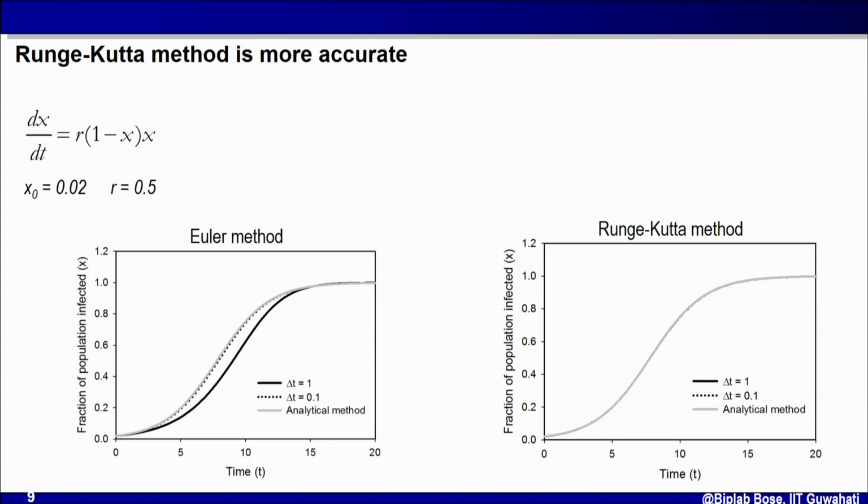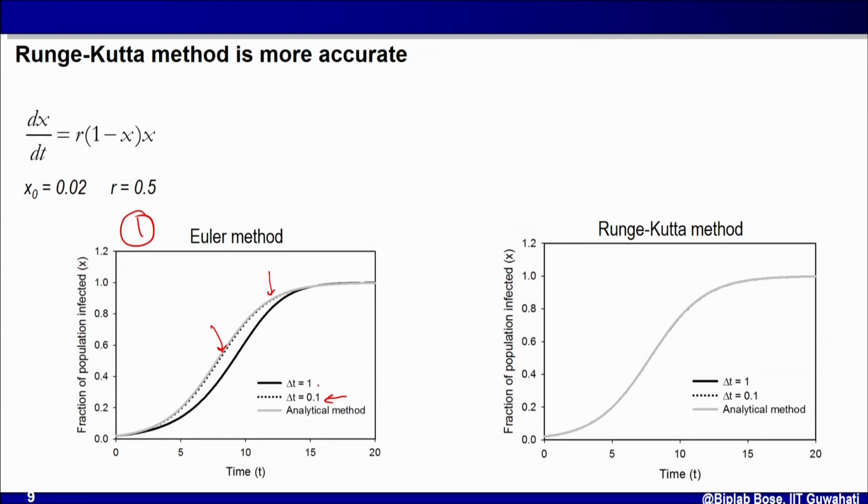Our ODE is the same one that we used for modeling the spread of infectious disease, that is dx/dt equal to r into (1 minus x) into x. X at time 0 is x naught, equal to 0.02, and r is 0.5 as we have kept earlier. The first graph here is the result from Euler's method. You have seen this graph earlier. The gray line is the result from the exact analytical method. The dotted line shown here is the result from Euler's method when you use delta t equal to 0.1. It matches almost with the analytical method.